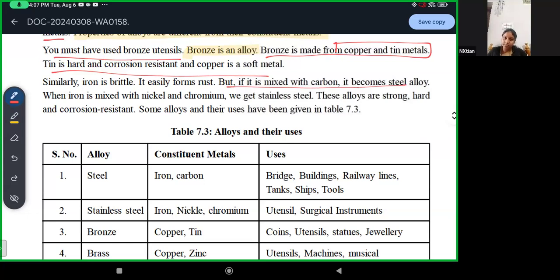Ma'am, I have a question. Carbon is not a metal. It's a gas, a non-metal. So how can it be considered as an alloy? I think it's not talking about that, it's powdered carbon.